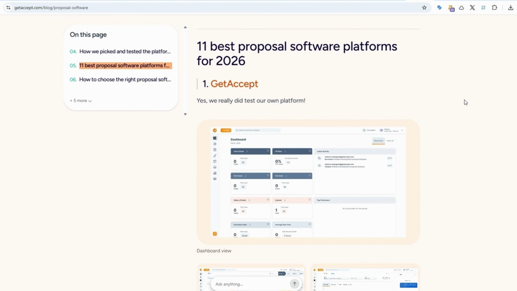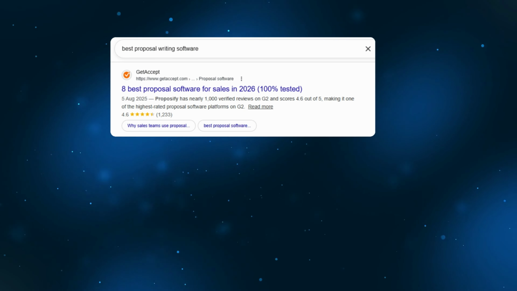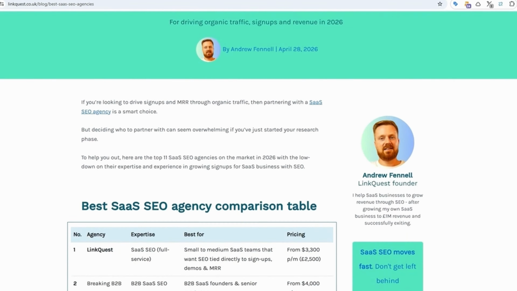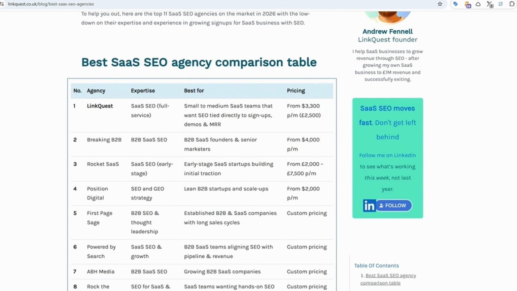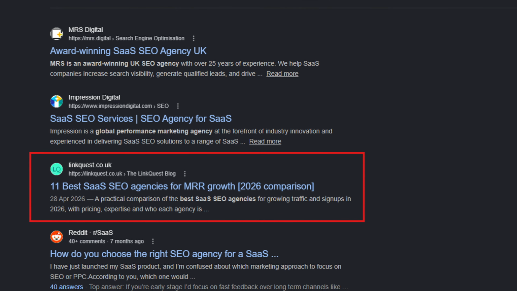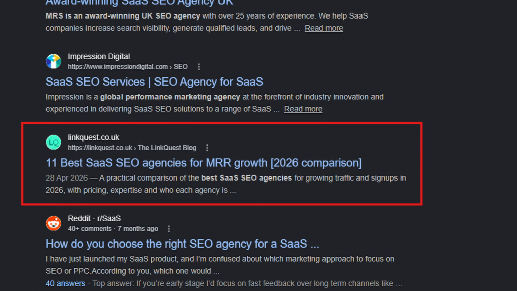These pages are big revenue drivers because the person searching for this has already decided that they're going to buy a solution. They're not asking whether they need proposal software, they're asking which one they should choose. A well-researched piece that honestly explains your product's advantages will rank highly in Google, AI search, and drive a steady stream of conversions. I've actually just created one of these for my SaaS SEO agency, and despite the site being relatively new, it's already ranking for SaaS SEO agency, which is a pretty competitive keyword.